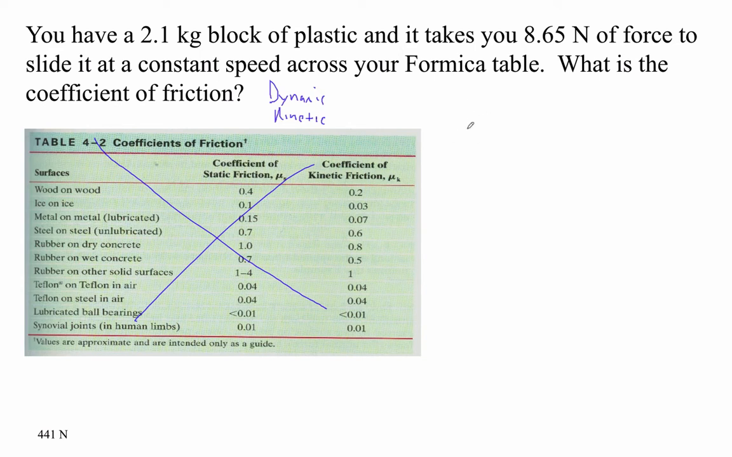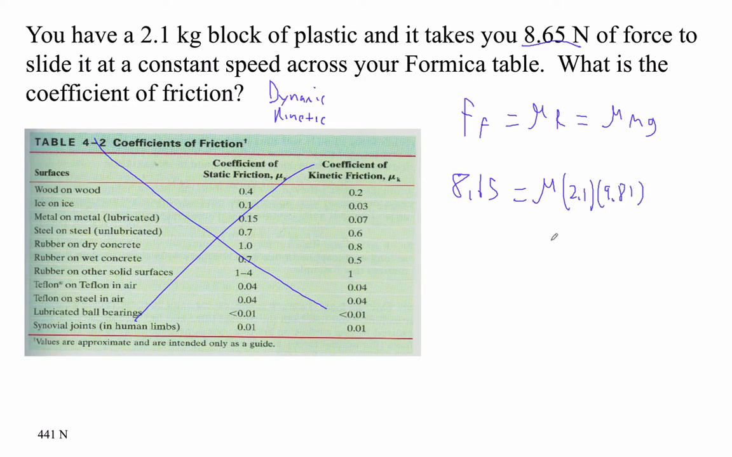So again, we're going to use force of friction is mu times R, which is equal to mu times M times G, right? The force of friction is this, 8.65. That equals a mu that we don't know times 2.1 kilograms times 9.81. Now we can solve for mu.